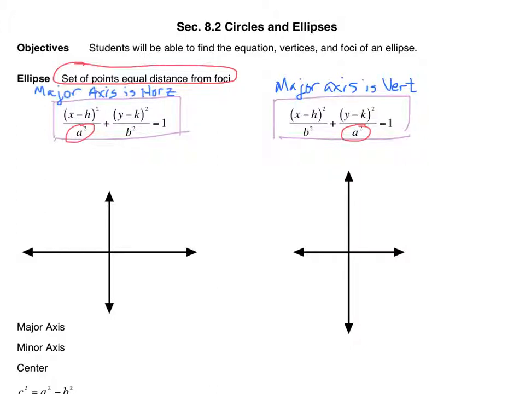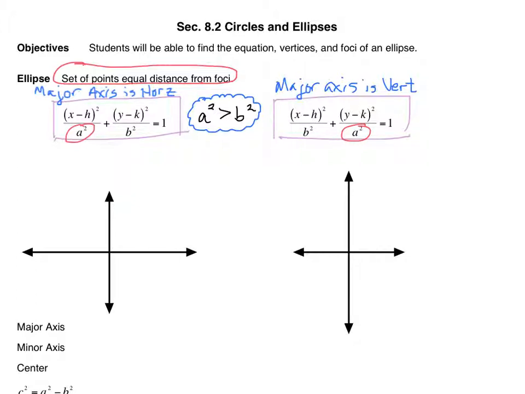And the question begs, well, how do I know what's a squared and what's b squared? Because you're not going to see a squared or b squared. You're going to see a number like 20 or 36. And so you need to know which is which. A squared is always greater than b squared. So the bigger of the two numbers in the denominator is always a squared.